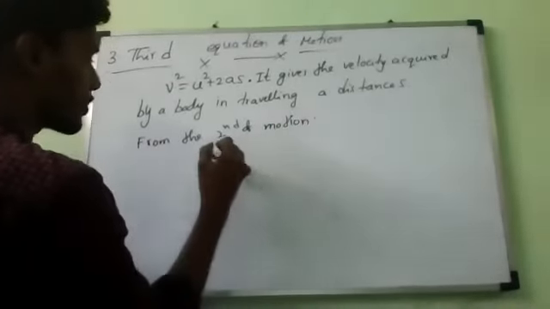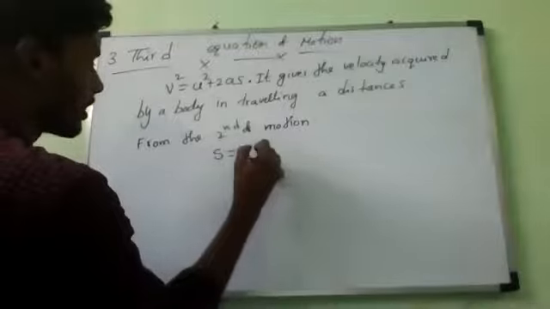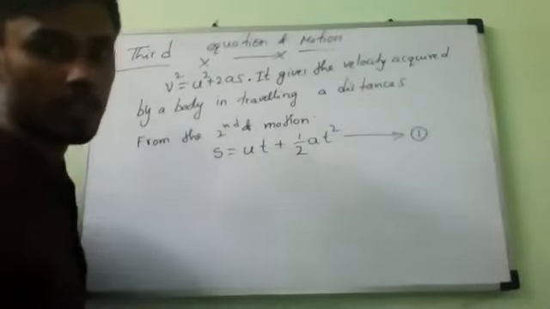From the second equation of motion, what is that? S equals ut plus half at squared. Yes, let us assume this is equation number 1. Any doubt, anybody?